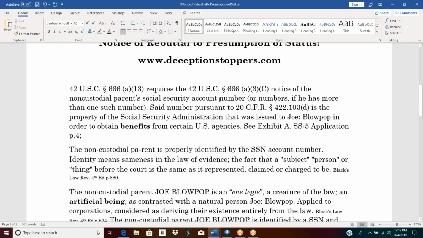Okay, I am not the non-custodial parent. We share the same name. The social security number that you're identifying does not belong to me. I am the holder in due course, and I only use it to obtain benefits from certain U.S. agencies. What is a benefit? A benefit is profit from or gain from something. Okay, so they're going to say, well, you haven't paid your child support. Well, how can I pay my child support? Because the Constitution forbids me from paying anything.